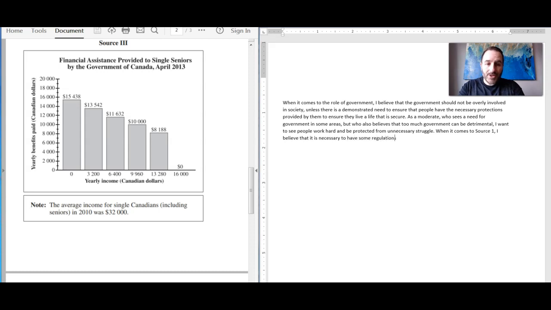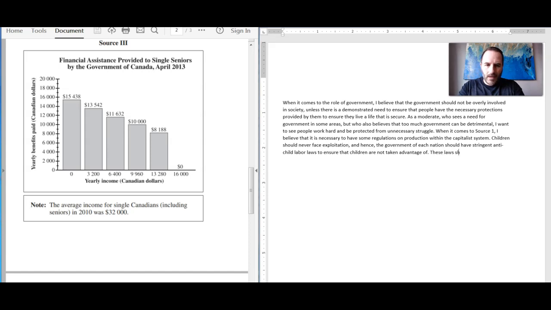When it comes to Source 1, I believe that it is necessary to have some regulations on production within the capitalist system. Children should never face exploitation, and hence the government of each nation should have stringent anti-child labor laws to ensure that children are not taken advantage of.